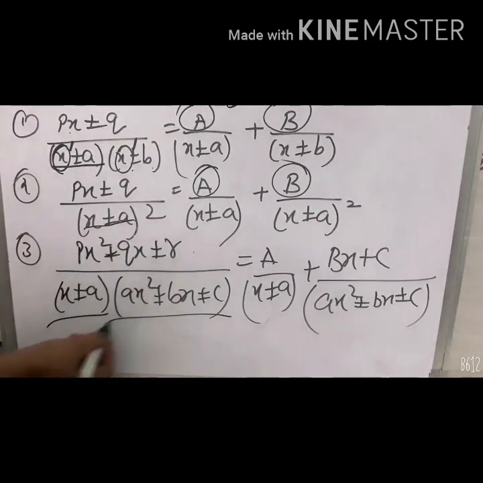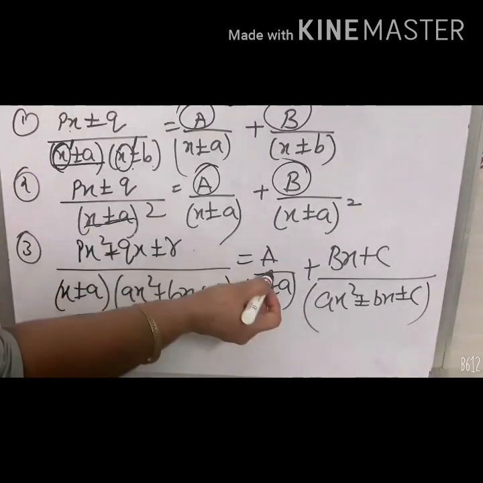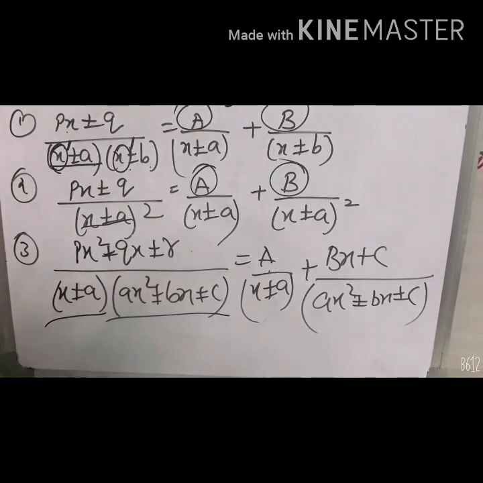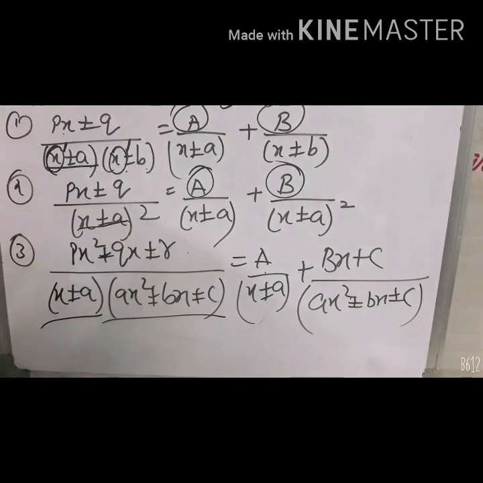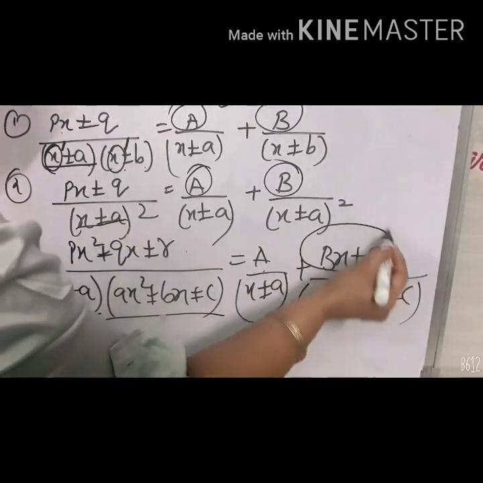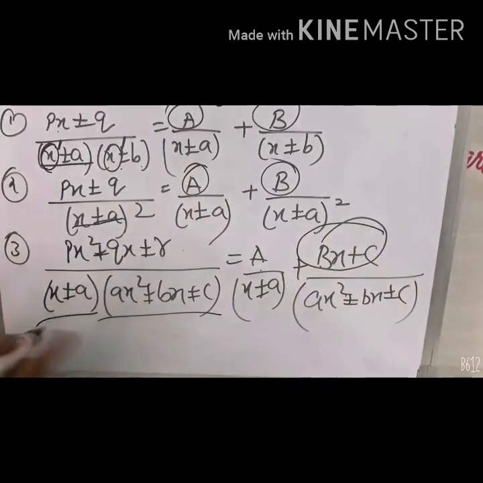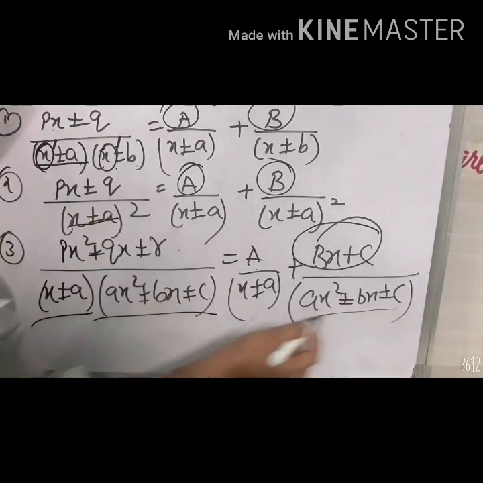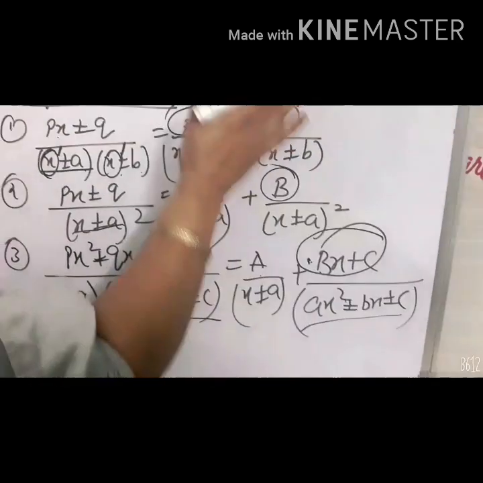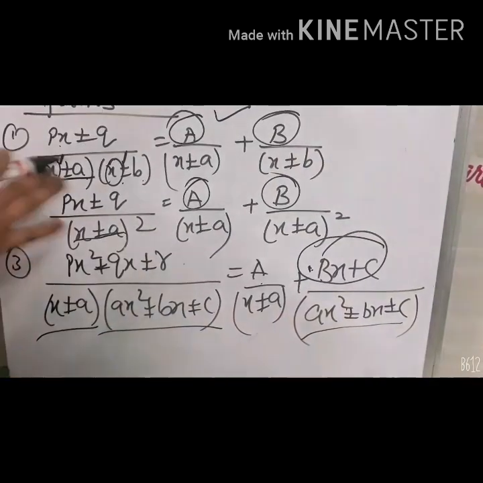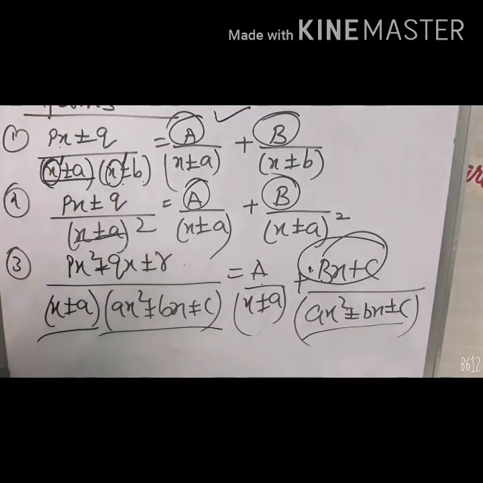Similarly, in the third form, one is linear, the other is quadratic. For the linear, I took A. But remember, ax square plus minus bx plus minus c. I took this form, Bx plus C. Means for every quadratic form, you need to take it like this. These are very important forms that we will use in the questions. Let's start with the question.